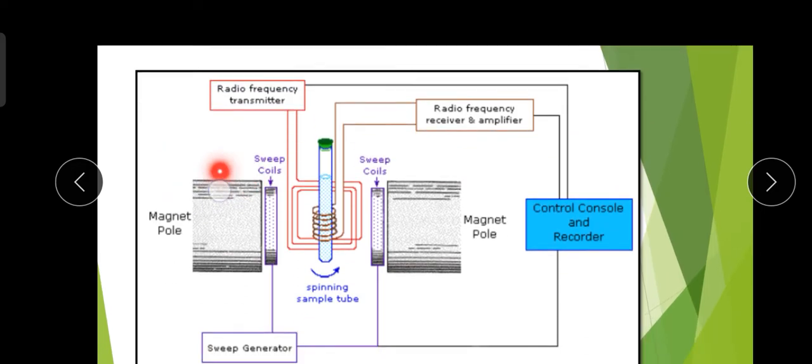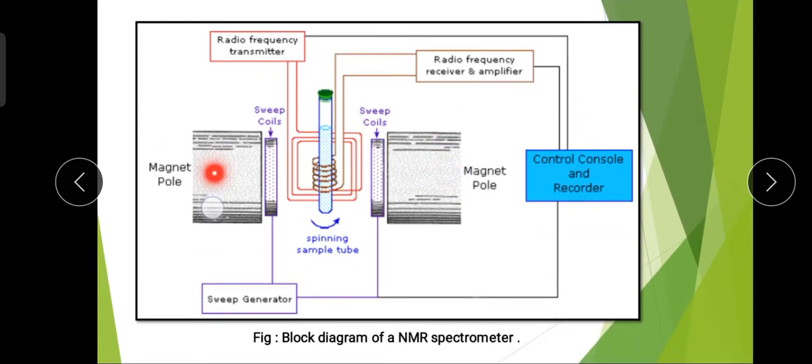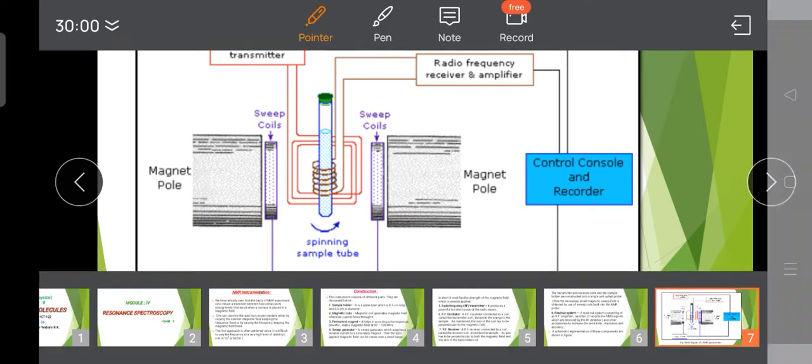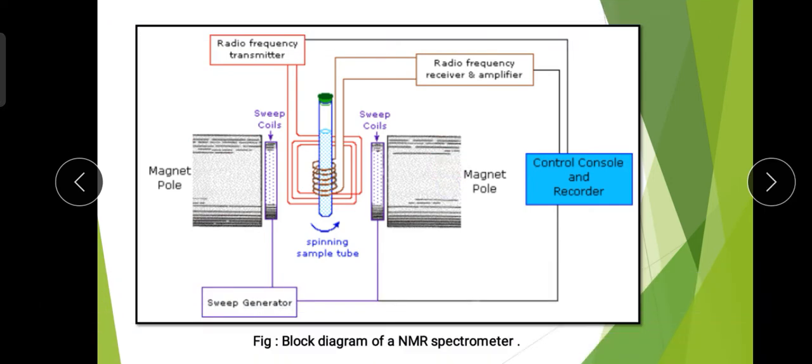Again here is the magnet, that is, the N pole, and here is the S pole. This is the electromagnet. It provides the magnetic field to the sample, which is a strong, powerful, uniform magnetic field. So this is the magnet pole, and this is again a magnet pole, that is, N pole and S pole. Here is a radio frequency transmitter. The radio frequency transmitter transmits the signal to the coil, and this is given to the sample. Again there is a radio frequency receiver and amplifier.